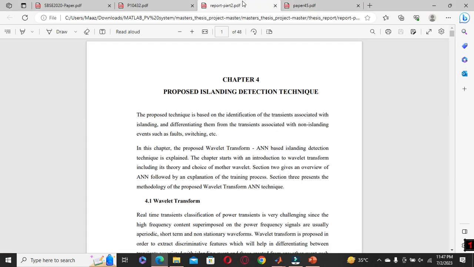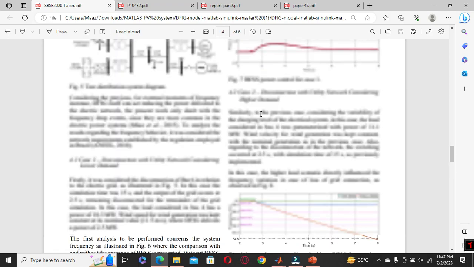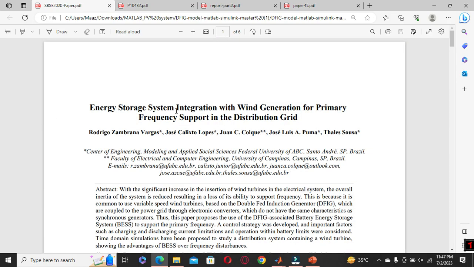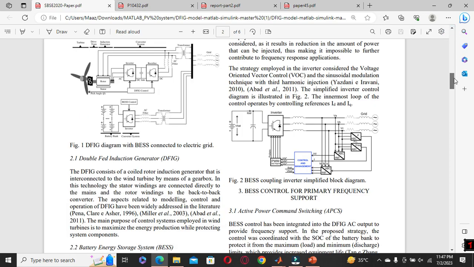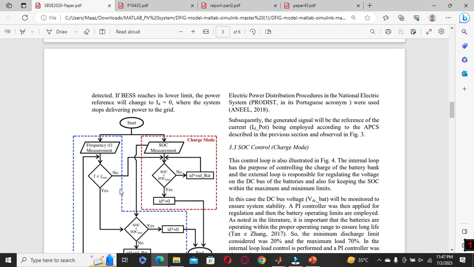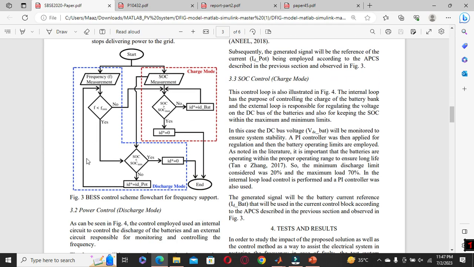So for this purpose I used another paper for the modeling of this one. So this is the energy storage system integration with the wind generation for the primary support in the distributed grid. So this is the paper that I took, and here they use this algorithm. So I also added this one into your report.